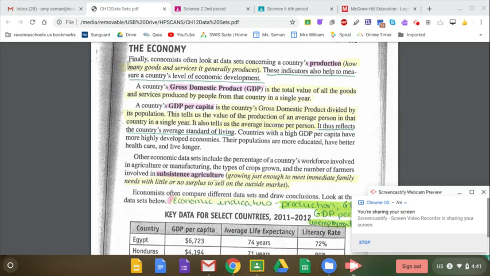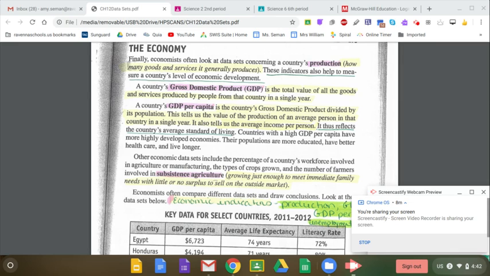A country's gross domestic product, or GDP, is the total value of all the goods and services produced by people from that country in a single year. A country's GDP per capita is the country's gross domestic product divided by its population. This tells us the value of the production of an average person in that country in a single year. It also tells us the average income per person. It thus reflects the country's average standard of living.